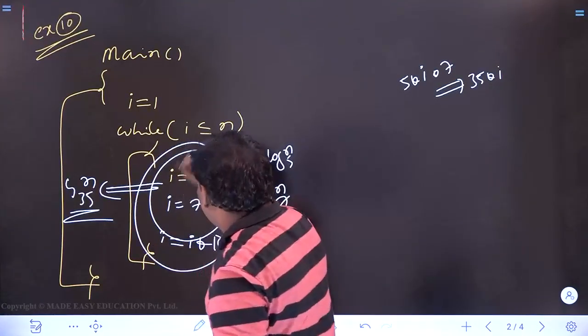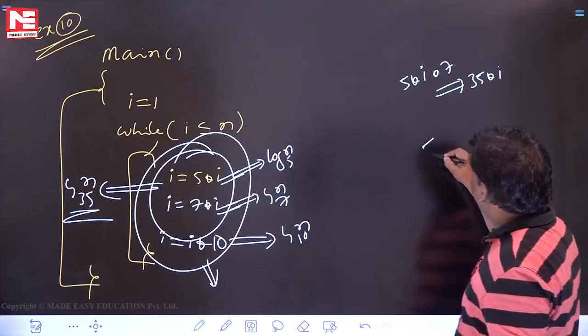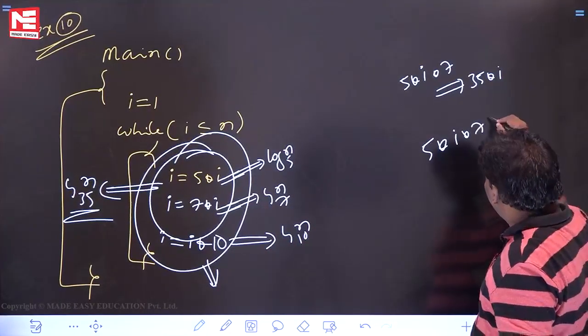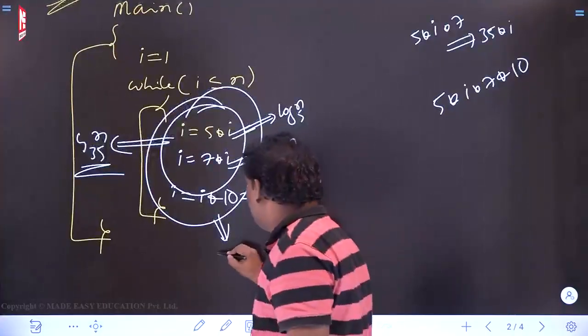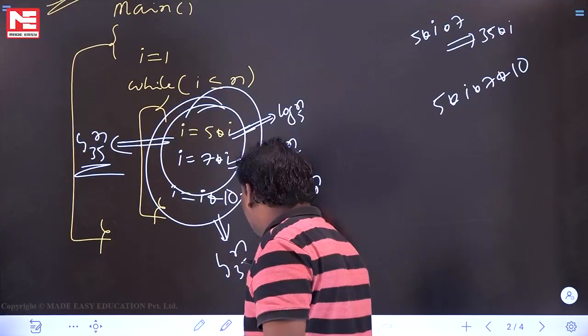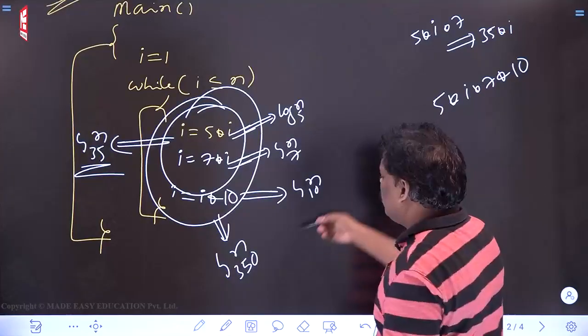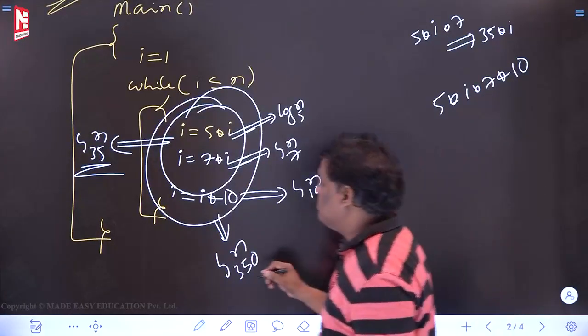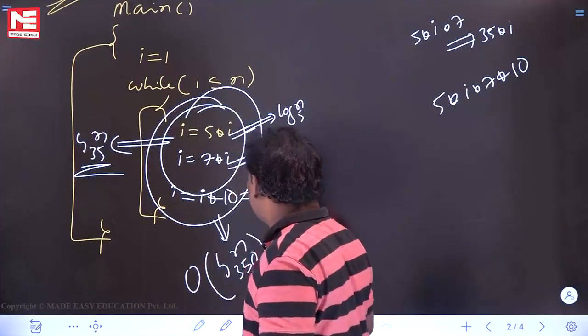If all these 3 are there, then what is the answer? 5 into i into 7 is already there, into 10. It is 35 into 10, which is 350. So it goes to log n base 350. So the answer of this problem, if all are there, is big O of log n base 350.